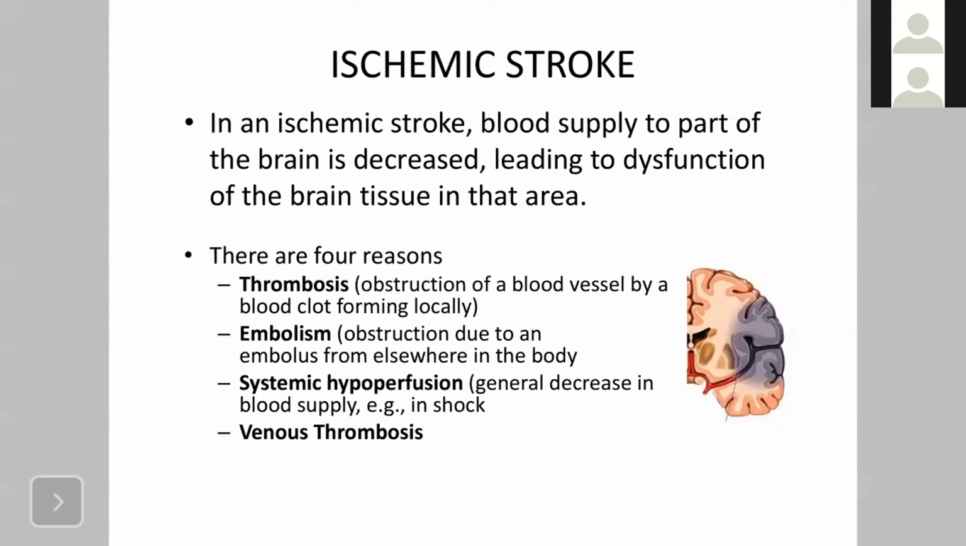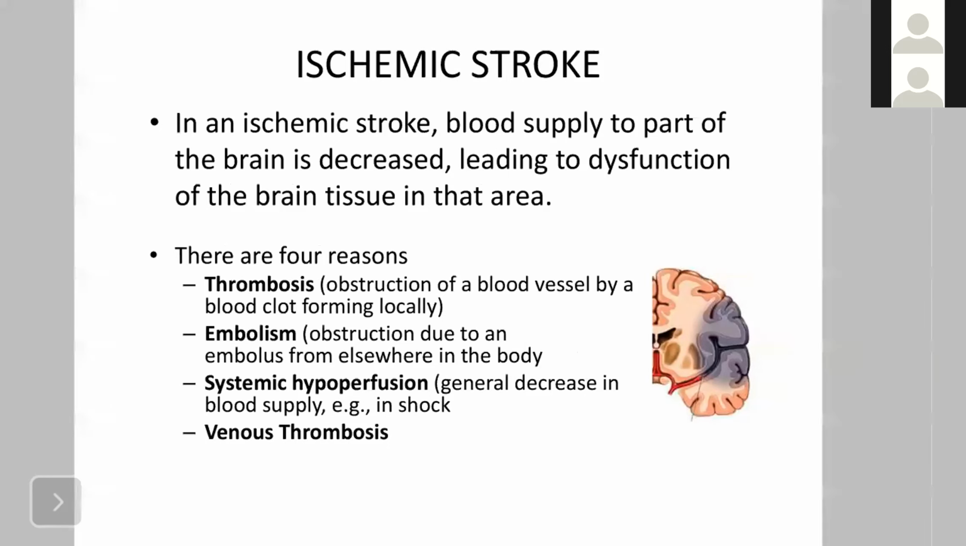Thrombosis is the obstruction of a blood vessel by a blood clot forming locally. An embolus is a clot that is formed somewhere in the body and has traveled all the way into the brain artery, causing its blockage. Since the blood vessels of the brain are end arteries, there is systemic hypoperfusion. The blood pressure falls and the end arteries do not receive the blood, and the junctional area of the two arteries gets affected, and that is the junctional zone infarct or junctional zone ischemia. And then there is venous thrombosis. Venous thrombosis may also cause ischemic stroke.